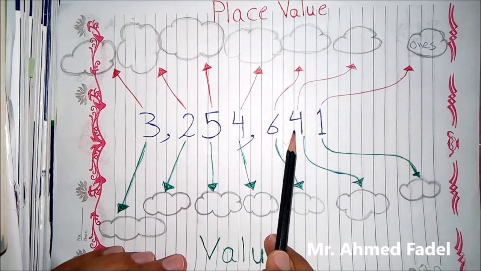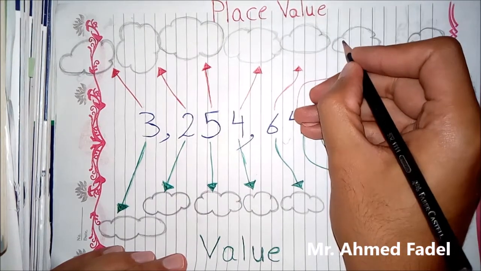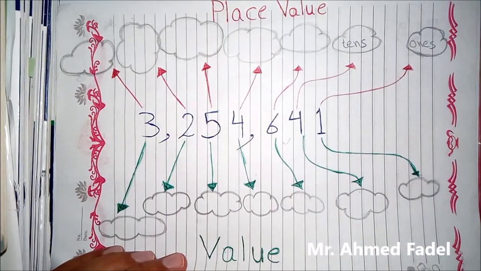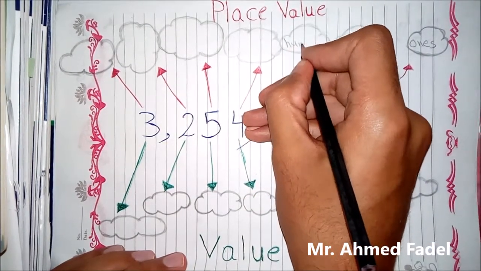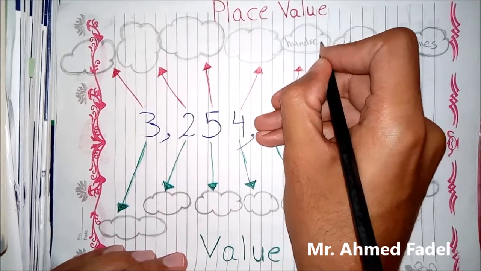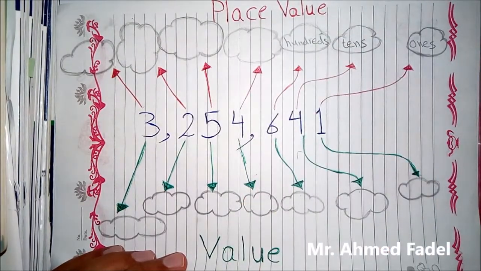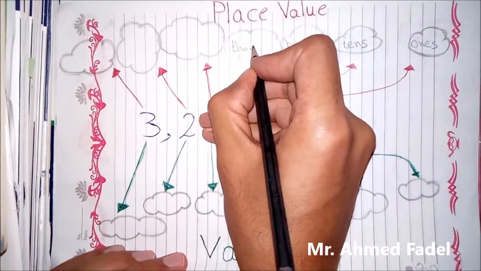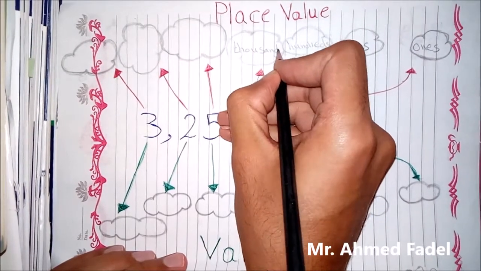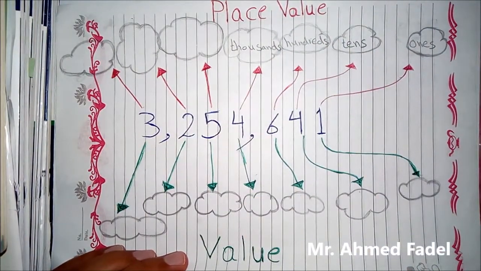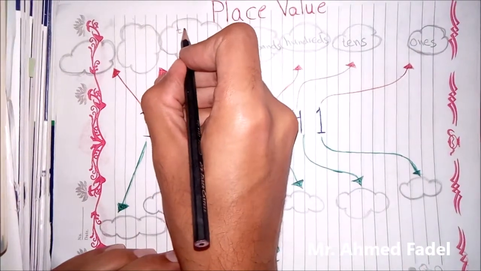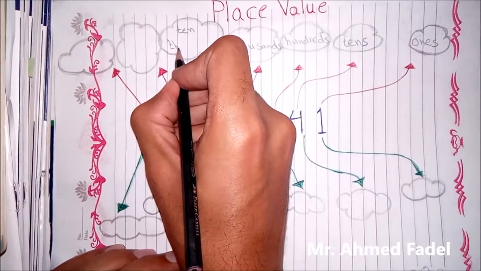So the place value of the 1, we said that it's ones. And the place value of the 4 is, yes, tens. The place value of the 6, very good, hundreds. The place value of the 4, amazing, is thousands. You already took this in grade 3 and grade 4. The place value of the 5 is, yes, 10,000s.